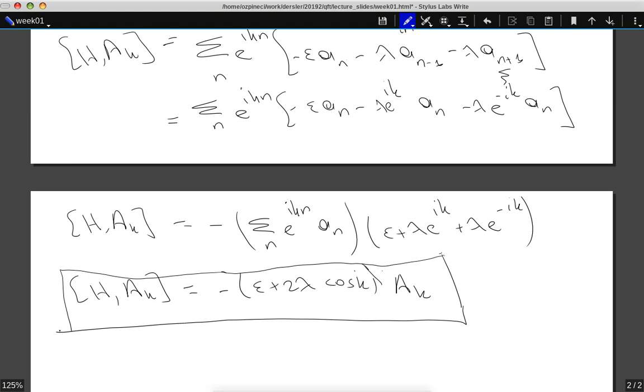But we had already seen this commutation relation and studied what it means. So this commutator tells me that ak, acting on any state with energy, no, not epsilon, let's use the capital E, will give me a state whose energy is E minus epsilon plus 2 lambda cosine k.